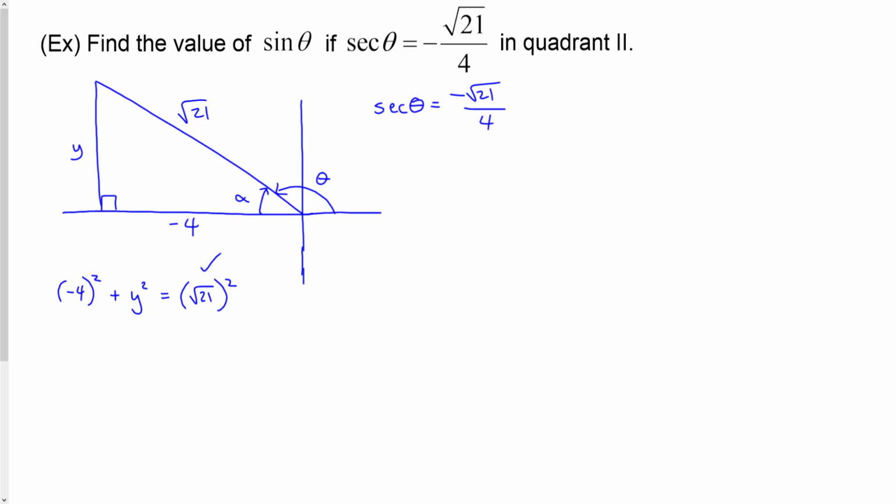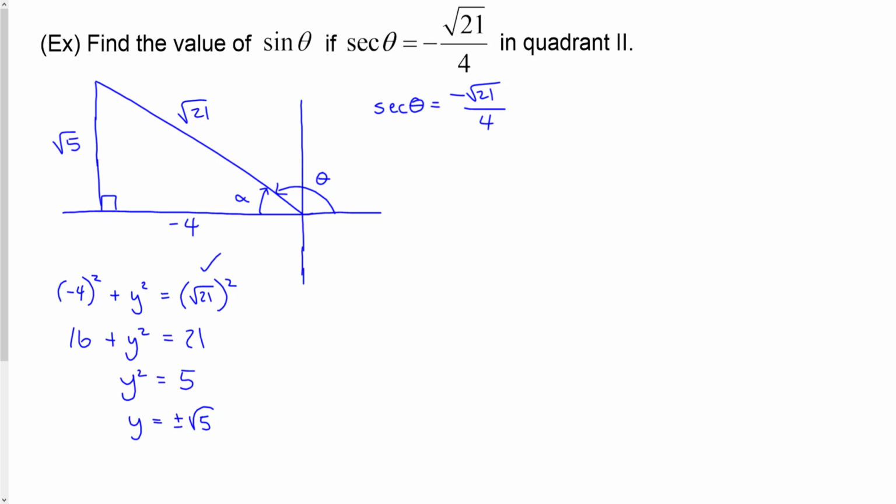Now, knowing that, 16 plus y squared equals 21, or y squared equals 5. So y equals the plus or minus square root of 5. And knowing that, I just have to choose whether it's going to be positive or negative. And I'm going to choose it to be positive because the y values are positive in quadrant 2. So this is going to be the positive square root of 5.